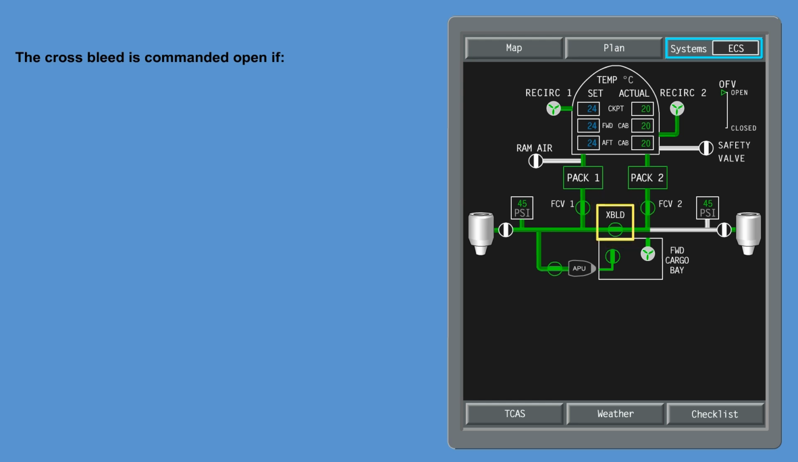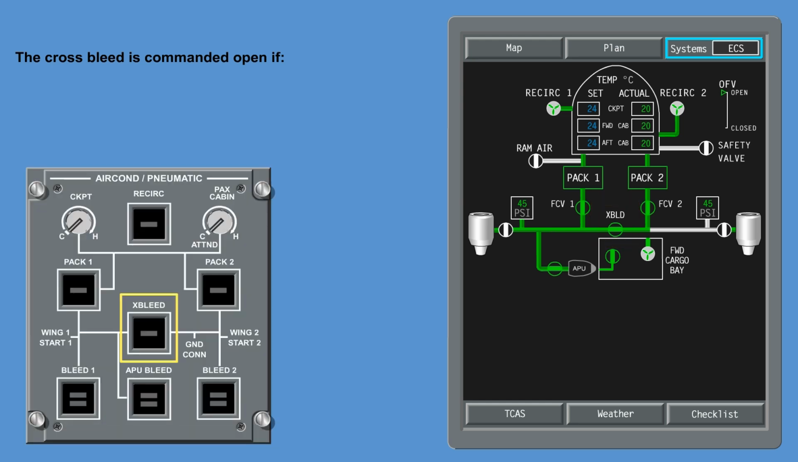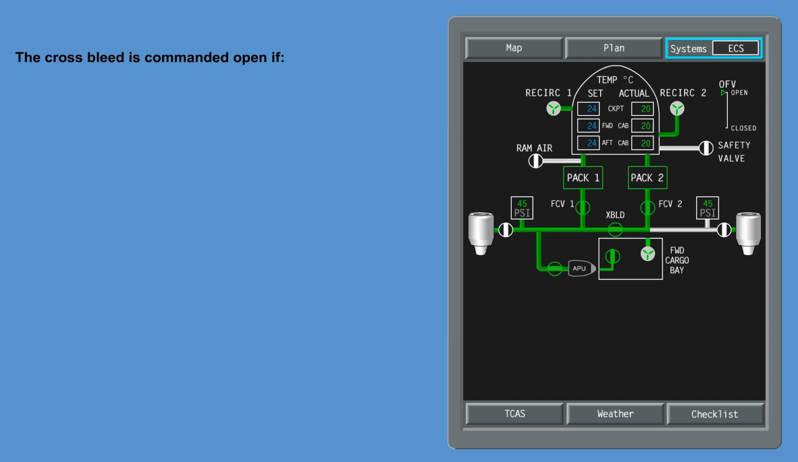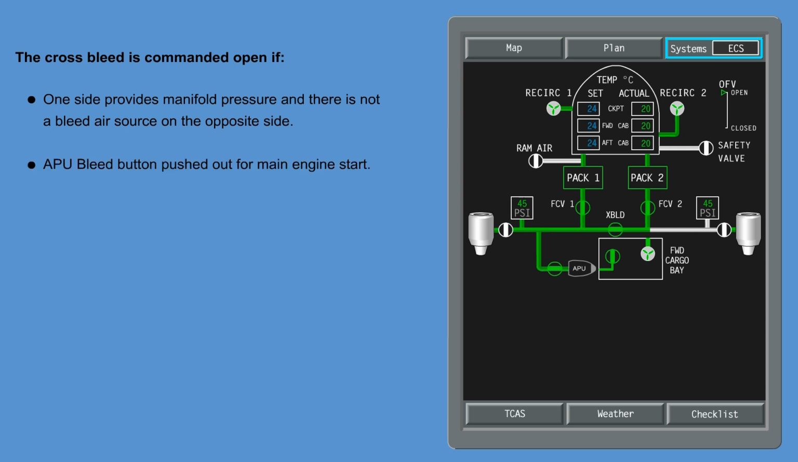The crossbleed is commanded open if crossbleed switch is pushed in, auto, and any of the following conditions are met. One side provides manifold pressure and there is not a bleed air source on the opposite side. APU bleed button pushed out for main engine start. Engine number 2 start in the air. APU bleed off for engine number 1 start in the air.